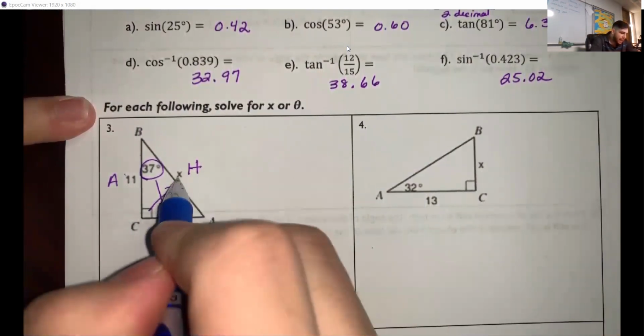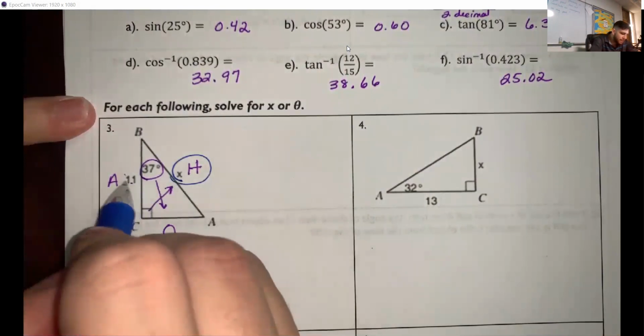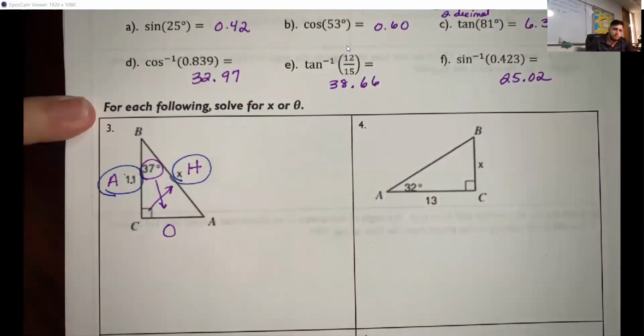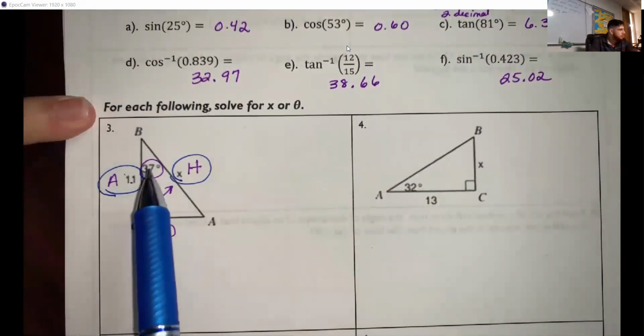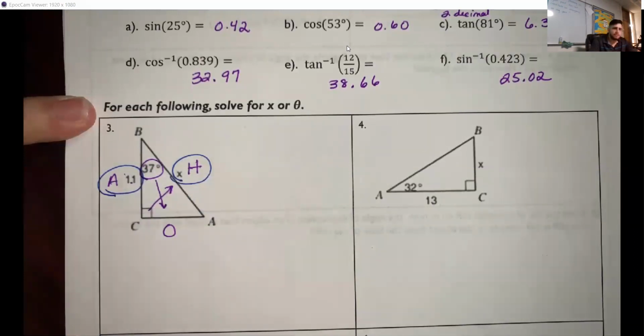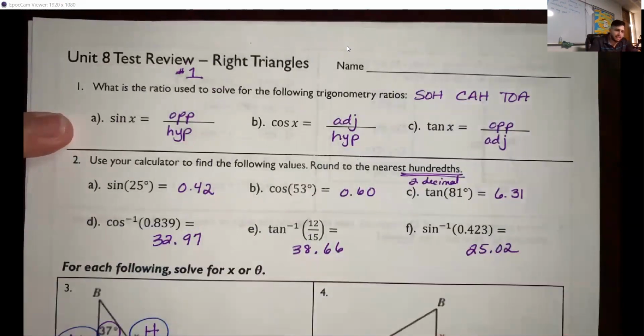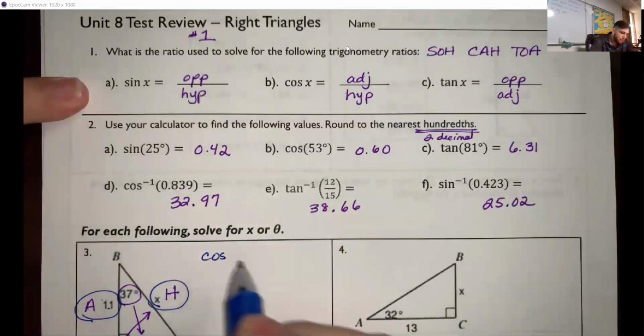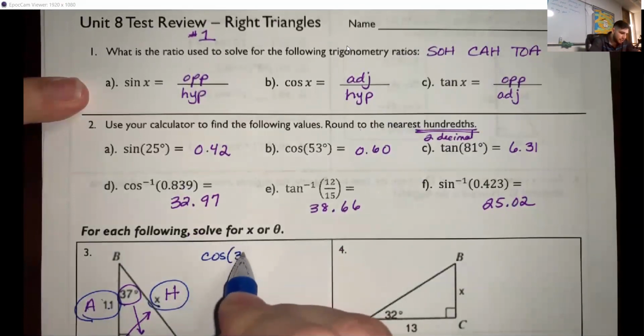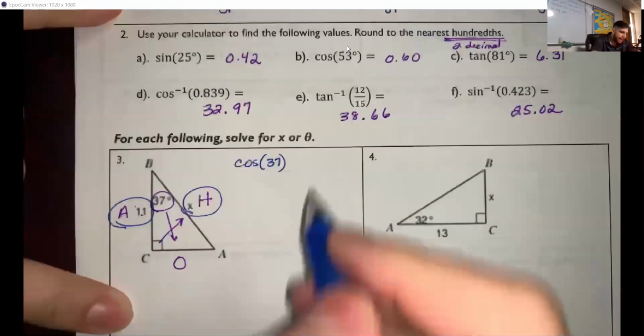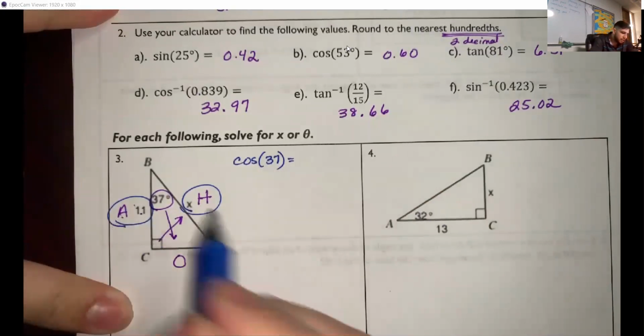So we know that we have something with the H. We have something with the A. O is over here by itself. So which trig function are we going to use that has A and H? Cosine, right? Cosine is the one that has A and H, and what goes inside of our cosine? The angle. So we have 37 degrees, right? And that's equal to adjacent over hypotenuse.